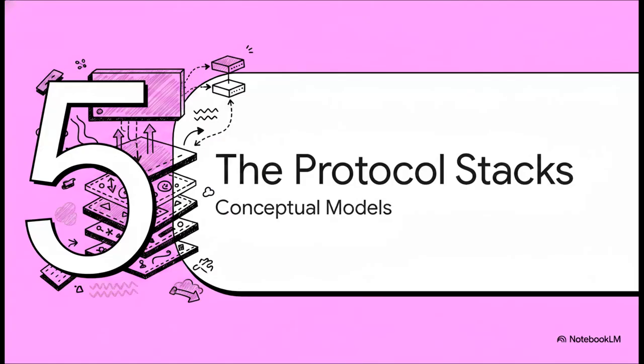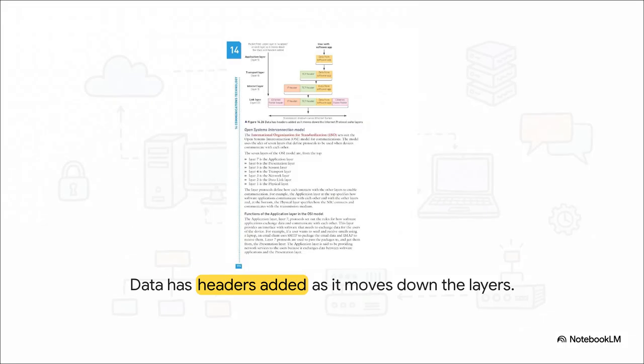Finally, we arrive at section 5, the protocol stacks. As a piece of data, let's say an email, moves down the network stack from the application layer to the physical wire, it gets wrapped in different headers at each step. It picks up a TCP header to ensure reliability, an IP header so it knows where to route, and finally, an Ethernet frame header for the actual physical transport. It's exactly like putting a letter in an envelope, putting that envelope into a tracking pouch, and then tossing that pouch into a massive shipping crate.